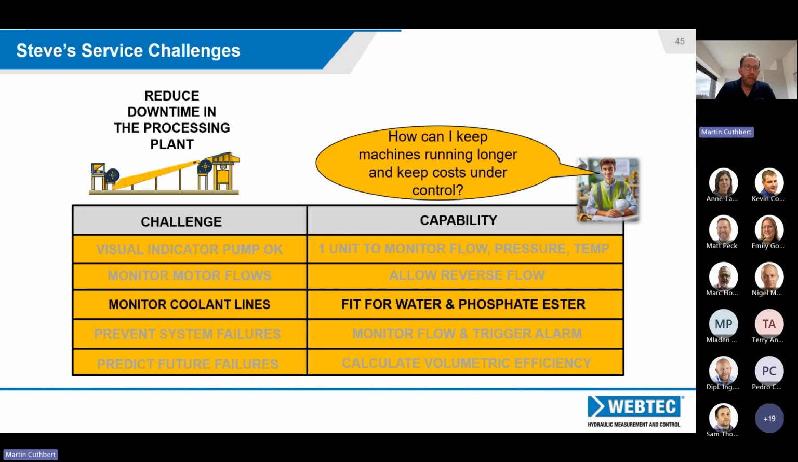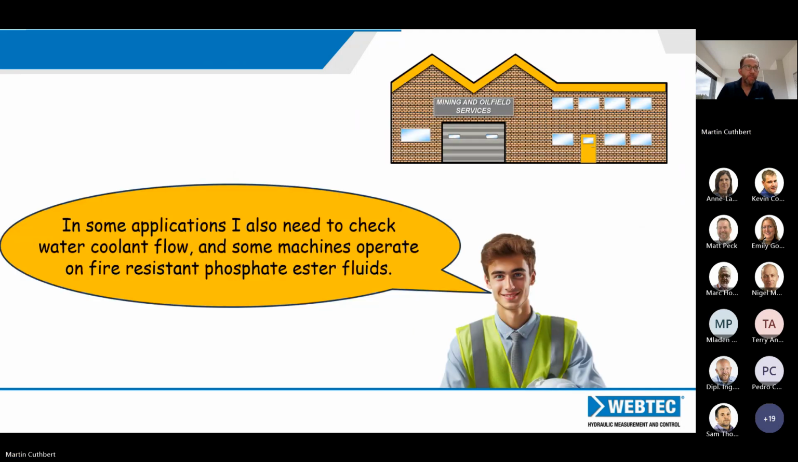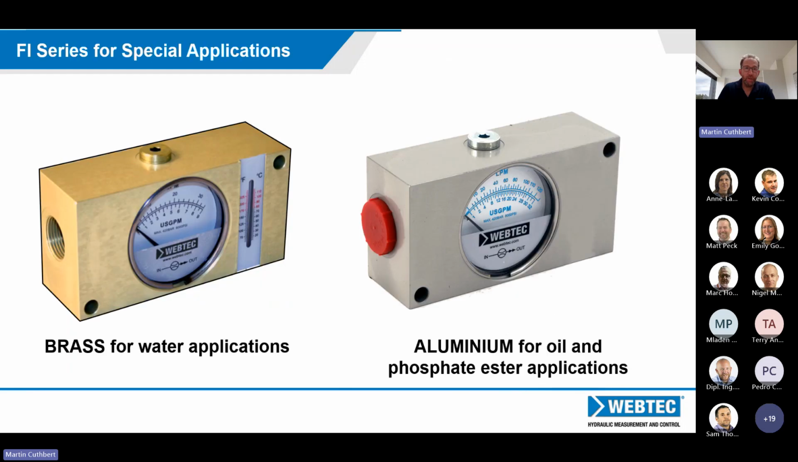Okay, so the next challenge within Steve's processing plant is he's also got various coolant lines, both with water and with phosphate ester, and he wants to monitor those. So phosphate ester, we've seen fire-resistant fluids used in certain high-temperature applications, maybe more common in steel processing, in ground support equipment and the like, but it has certain properties which mean you have to adjust what sort of instrument you use.